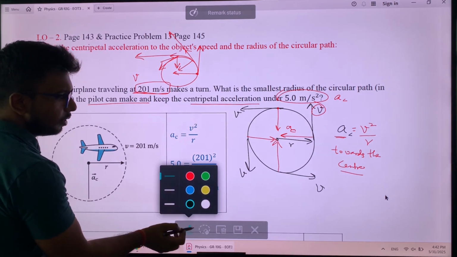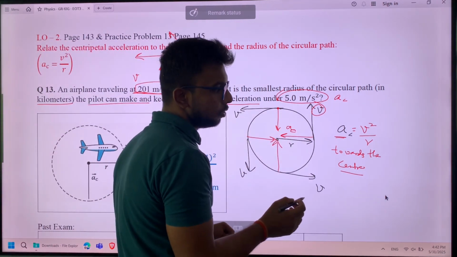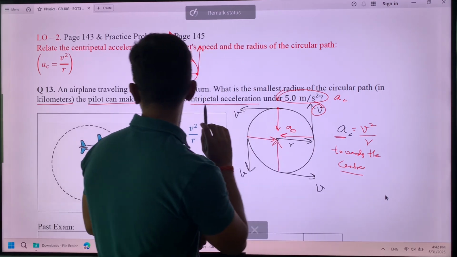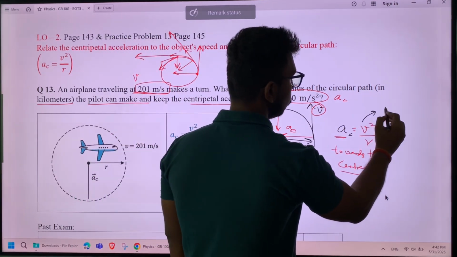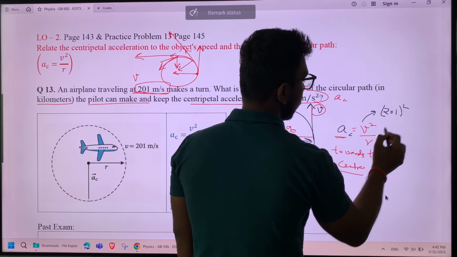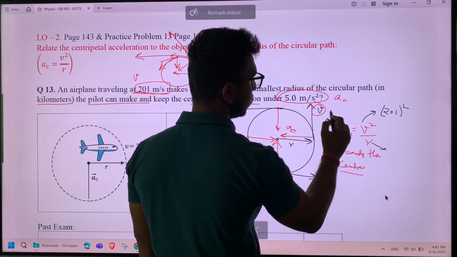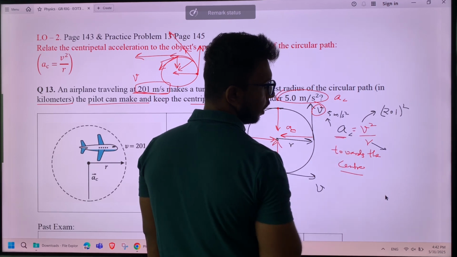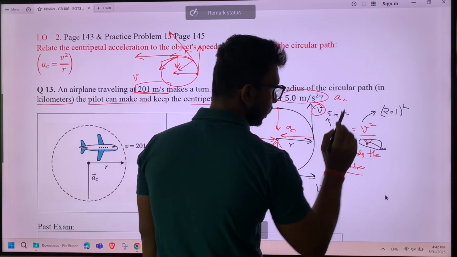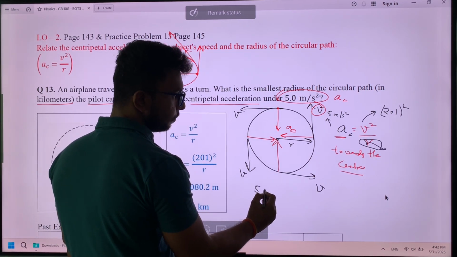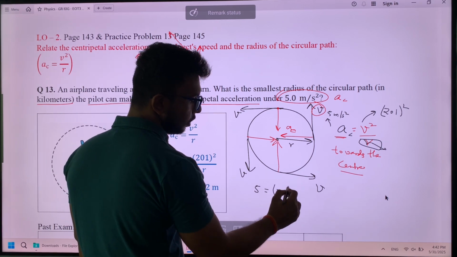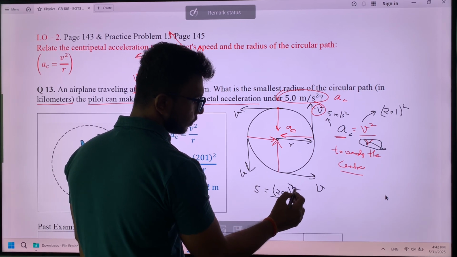So it's a simple question. I have the equation AC equals v square over r. I have been given the velocity, which is 201. I have not been given the radius, I have been given the acceleration, which is 5 meters per second square. I need to find the radius. So what you can do: 5 equals 201 square over r.